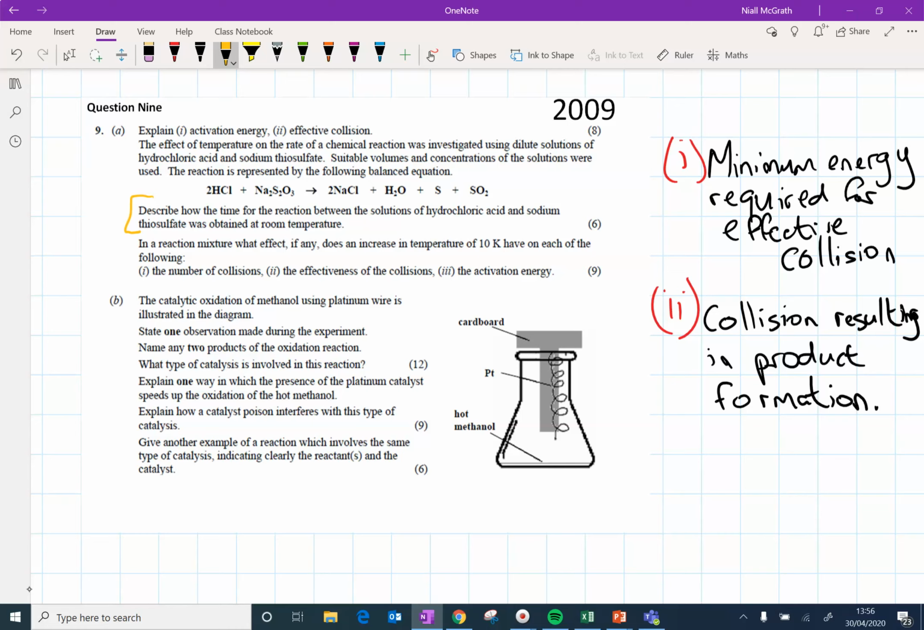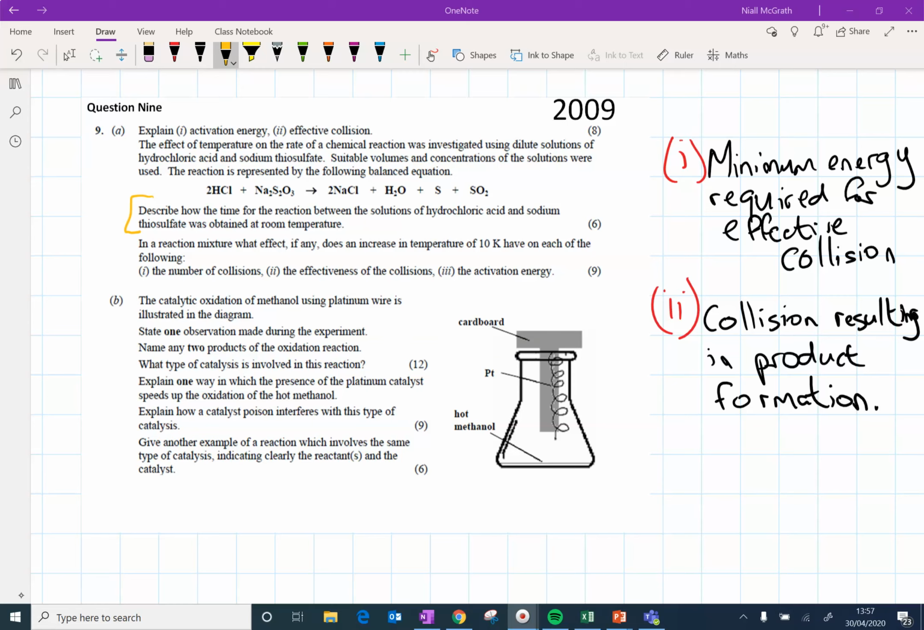The effectiveness of the collisions will increase. That will actually increase more than the number of collisions, so there'd be a greater increase. There'd be a slight increase in the number of collisions, but quite a large increase in the effectiveness of the collisions, for the same reason: the particles have more energy. When they collide, they're colliding with more energy, and it's more likely that an effective collision will take place and a product will be formed. And then part 3, the activation energy: there'll be no effect on the activation energy. The activation energy is not temperature dependent.